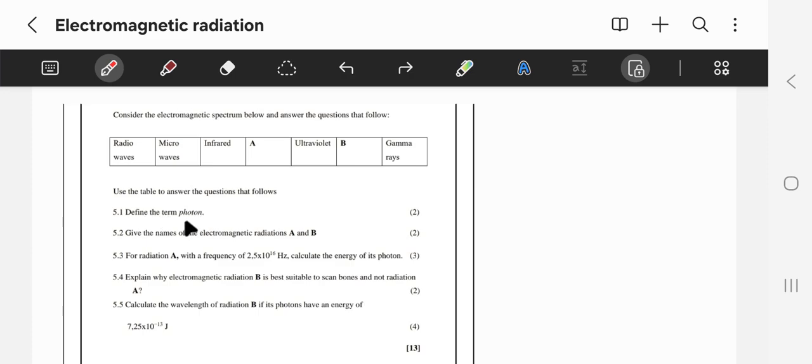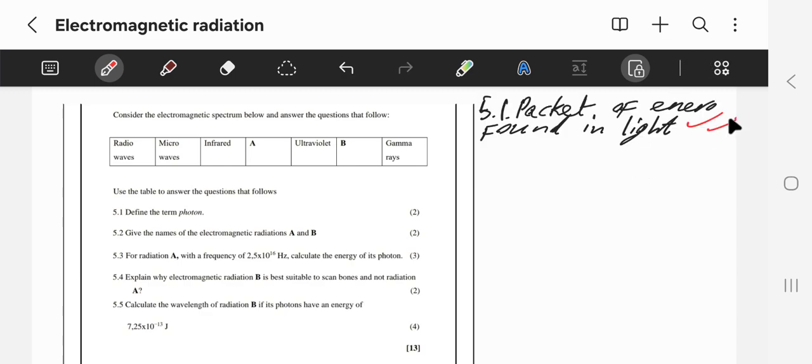Question: define the term photon. And if we define photon, we'll say that it is a packet of energy found in light. Yes, a packet of energy found in light. That is the definition. And you will give yourself 2 marks for that. Packet of energy found in light is the definition.